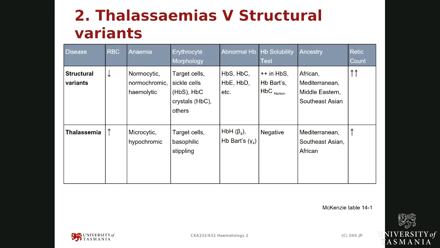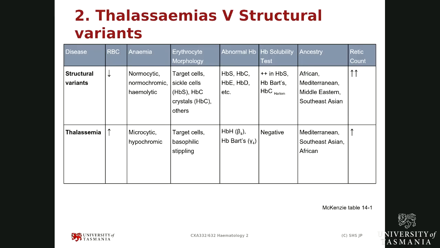Mackenzie has a lot of really useful tables and summaries around the thalassemia and the structural variants. So in chapter 14, it's a very good chapter in that respect, because there is a lot of information around the hemoglobinopathies, and I really like the way they have structured these tables. So you can see here that with the structural variants, we usually get a decrease in our red cell count, whereas with the thalassemias, we actually get an increase in our red cell count.